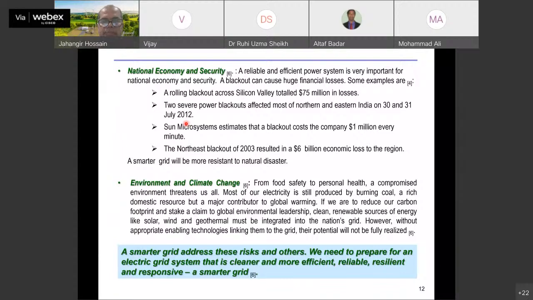Recently there was one in the USA. In Australia also, in 2013 or 2017, I think, there was a big blackout as well. So this is also one of the challenges for the current grid. And I already mentioned the environment and climate change issue, because the power sector contributes almost one third of the total greenhouse gases. So if you think about the microgrid and smart grid, that can address many of the problems that I mentioned here.